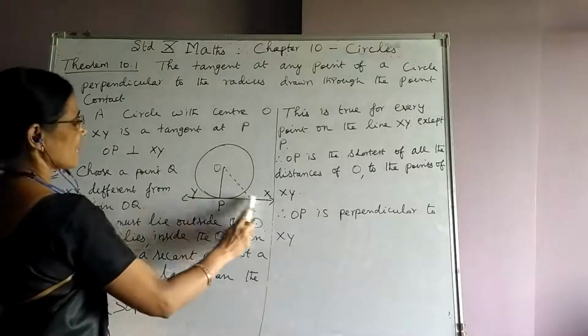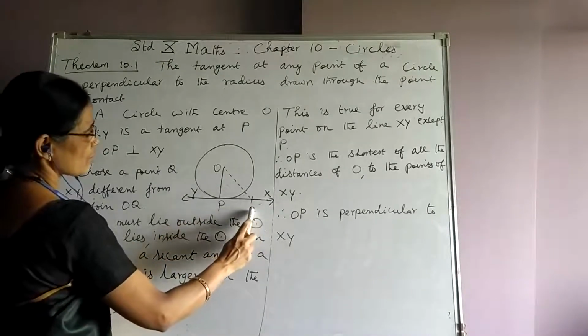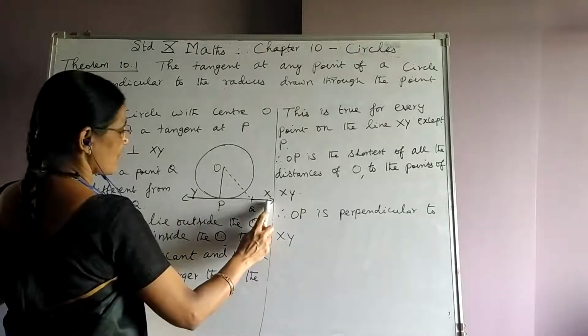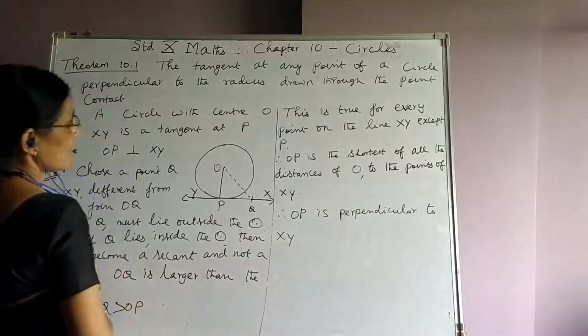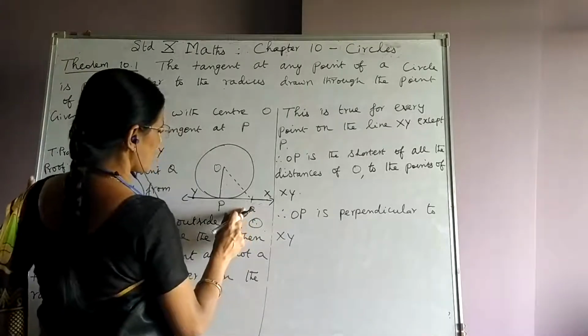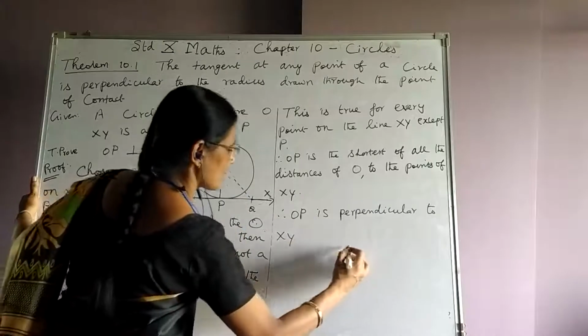We know XY is a line, it has many points. So out of so many points, we have chosen a point Q. So Q is a point on the line XY different from P, right? Where does this Q lie? There exist two possibilities, whether Q lies in the interior or Q lies in the exterior.